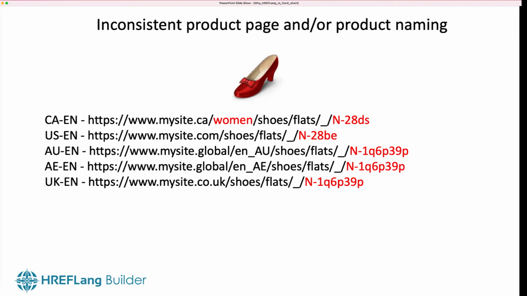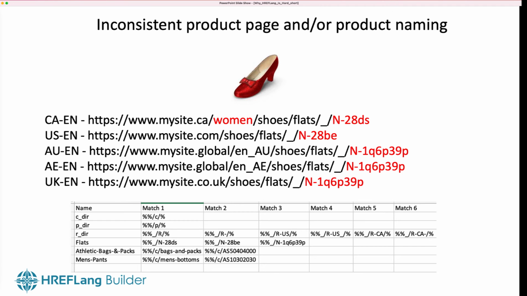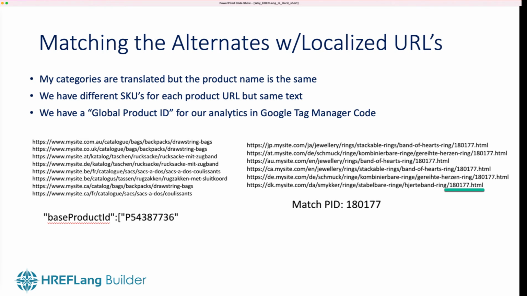In order to make this work, you need some sort of mapping. The fact that there is not a consistent name across markets makes it almost impossible. So in HREFLang Builder, we use a mapping table where we can say that the N28DS is equal to the European number, it's equal to the US number, and that allows us to basically match all these and deploy it.